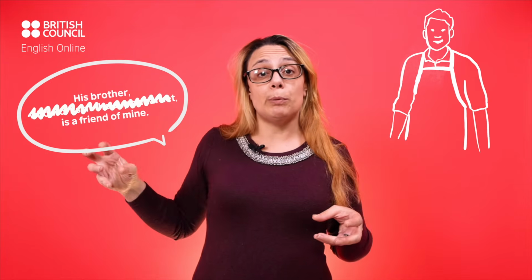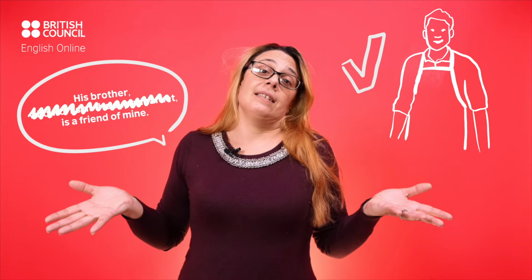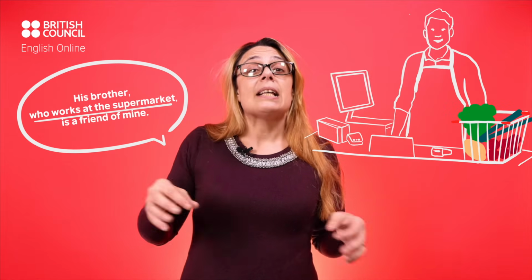And finally, our last example, his brother, who works at the supermarket, is a friend of mine. So when I take away "who works at the supermarket," does the rest of the sentence make sense? Of course it does. "His brother is a friend of mine" is a complete sentence. "Who works at the supermarket" is a non-defining relative clause.